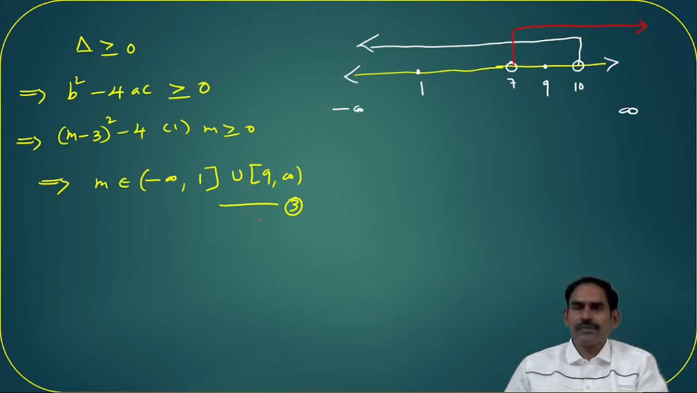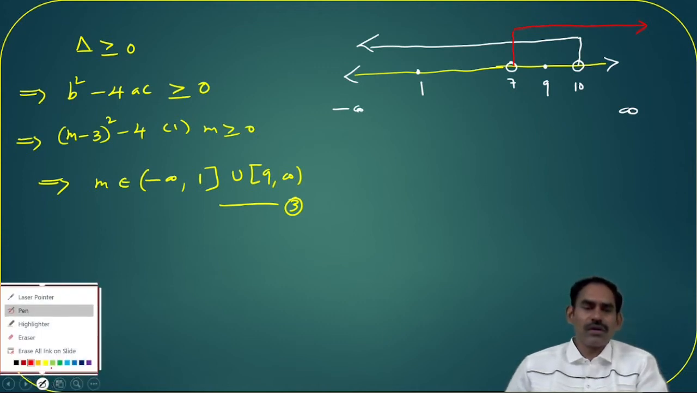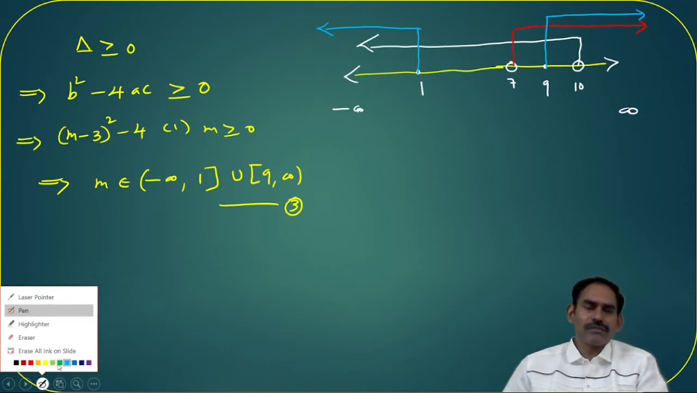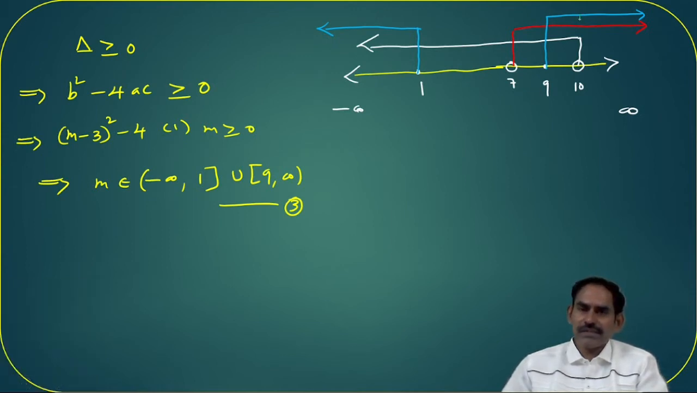Next, the third one. We have to draw the range of the third: minus infinity to 1, or 9 to plus infinity. So, what about the range? The intersection of these three lines, observe this, three different colors. That will be the intersection, this part only, of these three lines. The intersection is 9 to 10.